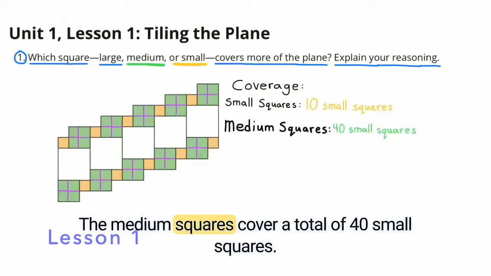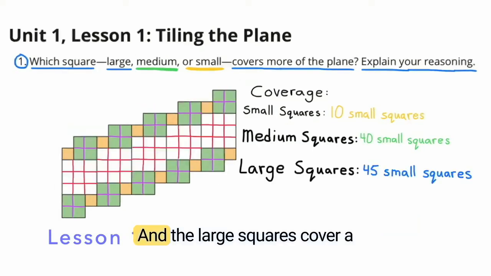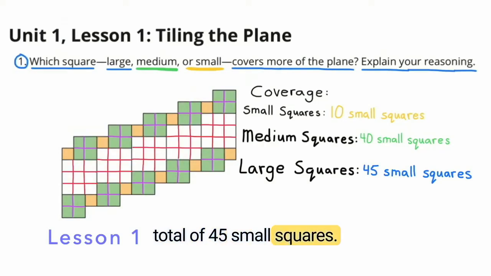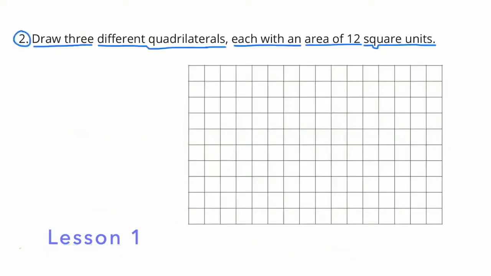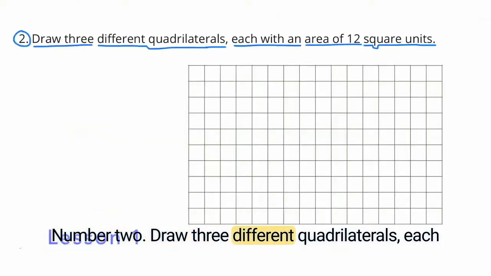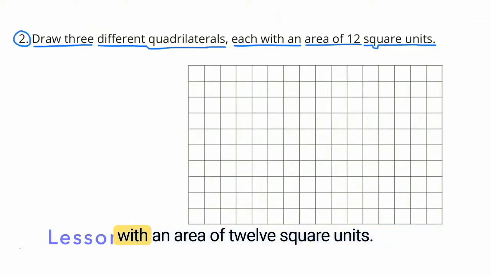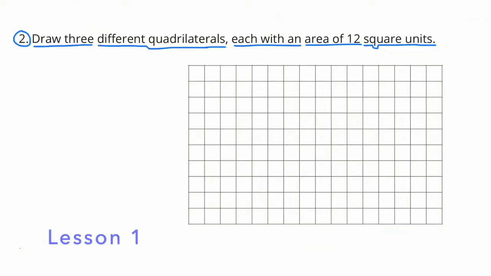The medium squares cover a total of 40 small squares, and the large squares cover a total of 45 small squares. The large squares cover the most area. Number 2. Draw 3 different quadrilaterals, each with an area of 12 square units.